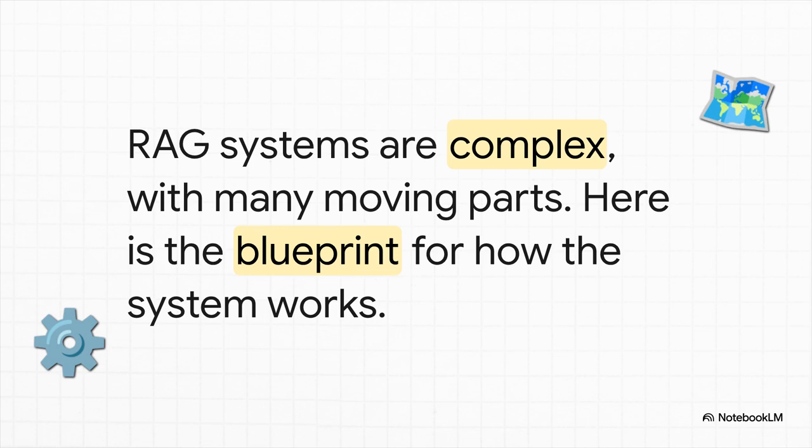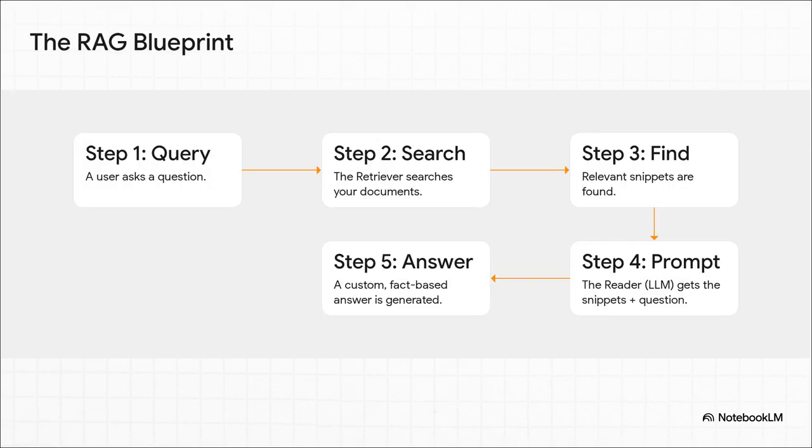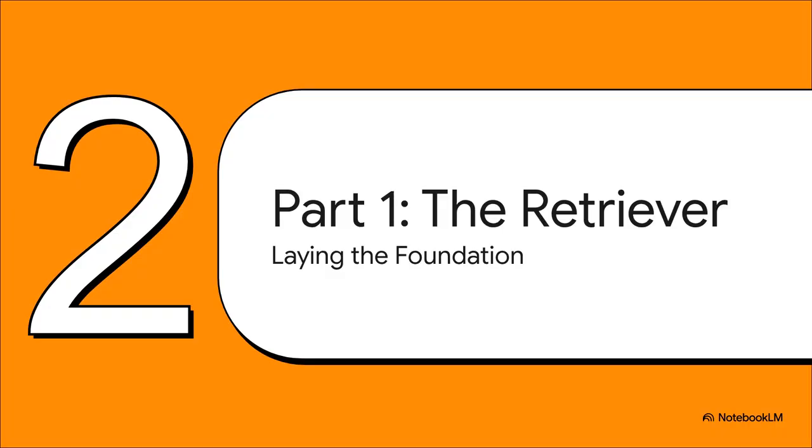Okay, that sounds cool in theory, but how does it actually work under the hood? Let's pull up the blueprint for our build. The whole process is actually super logical when you break it down. It all starts when you, the user, ask a question. Then, the first part of our system, the retriever, kicks in. Think of it like a super smart search engine for your documents. It finds the most relevant little snippets of text. Those snippets get passed along with your original question to the reader, and that's our large language model. The reader then looks at the evidence it was given and writes a custom, fact-based answer. It's that simple.